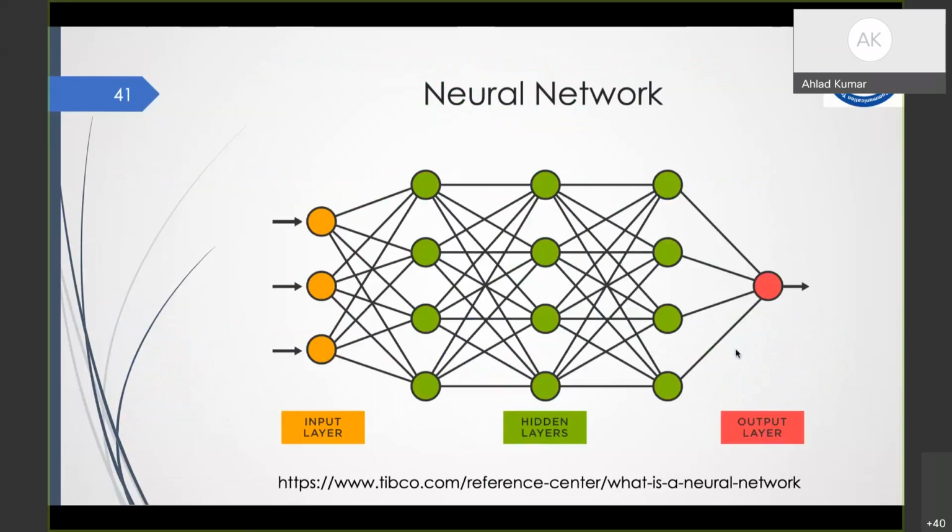So here we have this input layer where we feed in the inputs, and then we have these hidden layers shown in green color. Here you can see we have a three layer neural network, and then we have this final output layer which gives you the decision, whether you are doing a classification problem or a regression problem. Depending upon the type of problem, this node will have different behavior.